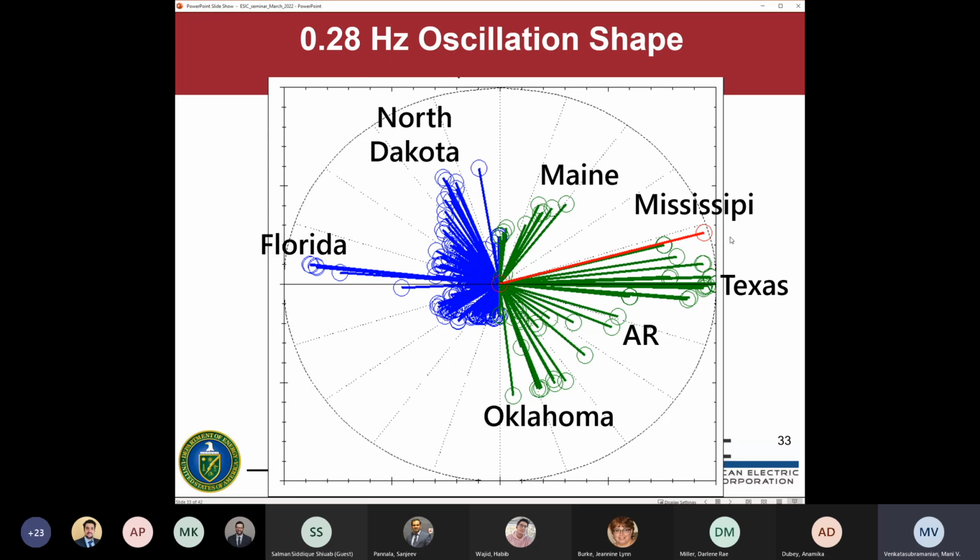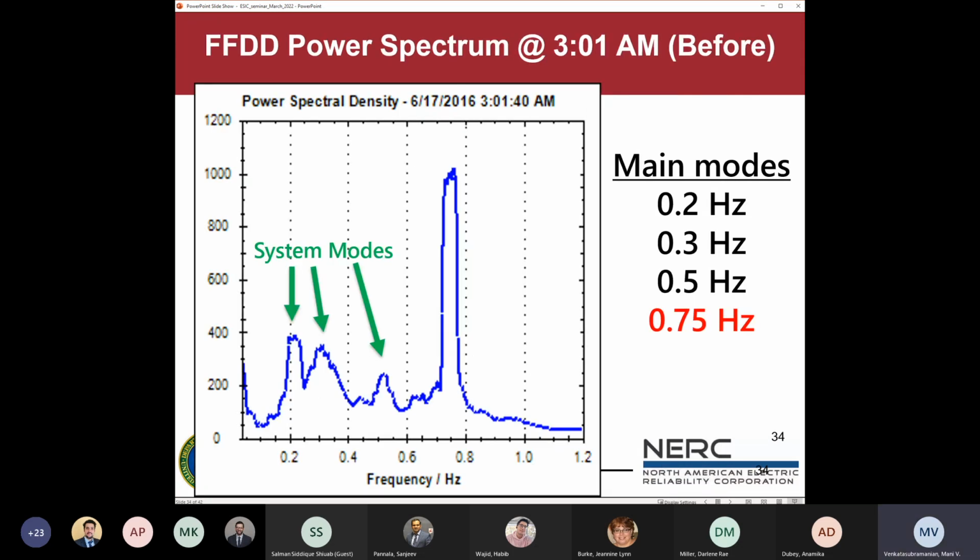And the oscillation itself was injected. It was a forced oscillation at Mississippi power plant. But because it was resonating with an interarea mode, the oscillation was seen throughout the eastern interconnection. To understand this, we can look at the system modes that were present at the time using the ambient tool. And the dominant modes were at 0.2 Hz, 0.3 Hz, and 0.5 Hz. And the forced oscillation was at about 0.3 Hz. So it mainly excited the mode at 0.3 Hz.